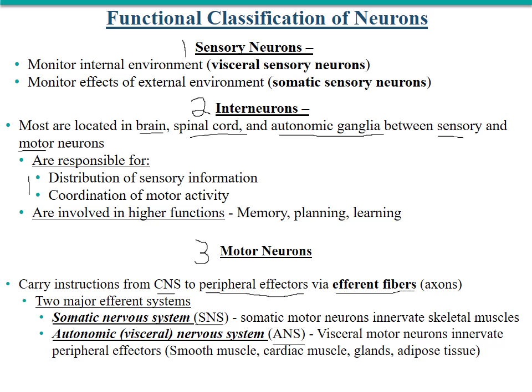Most of the interneurons are involved in what we call higher functions, things like memory, planning, learning. As you're sitting here listening to this PowerPoint and watching this PowerPoint, you are using interneurons to help distribute the information that's coming in and put it in places where it's most useful. For the exam, you should know the three different types of neurons. You should know what their different purposes are, and all of the sub-units within those.